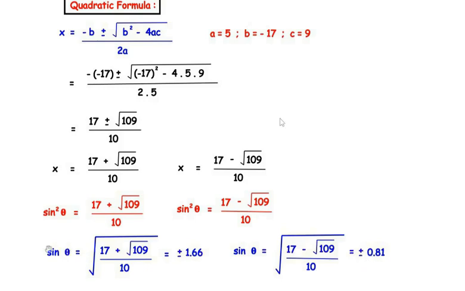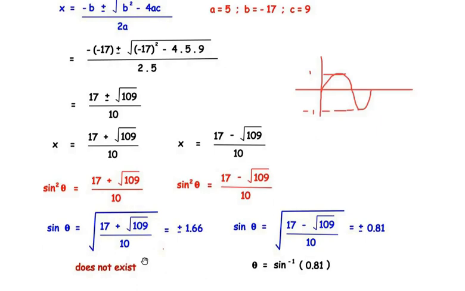Now remember that the amplitude of the sine graph ranges between 1 and negative 1. So it can maximum go till 1 and its minimum value is going to be negative 1. But here if you see, we have got a value which is beyond the range for the sine graph. So we are not going to get any value of theta which is going to give us plus or minus 1.66. So here we are going to simply write that the values are not possible, or the values of theta do not exist.